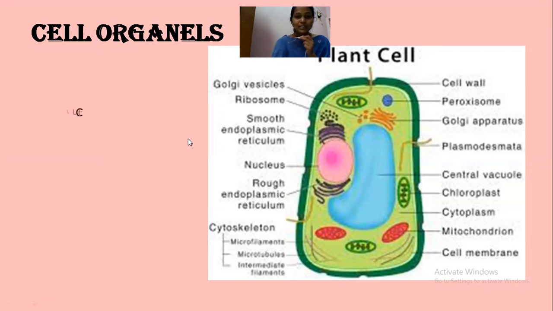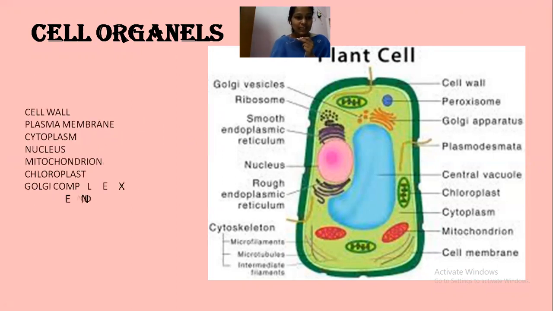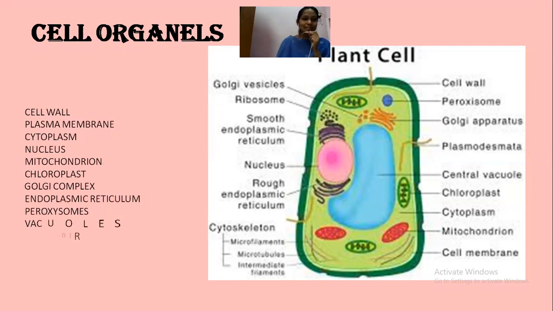Let us go towards the next slide again. See? So once again, I'm repeating the cell organelles that are present in the plant cell: cell wall, plasma membrane, cytoplasm, nucleus, mitochondrion, chloroplast, Golgi complex, endoplasmic reticulum, peroxisomes, vacuoles, ribosomes, etc.